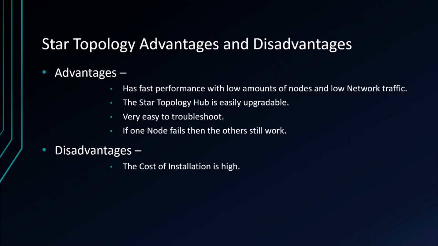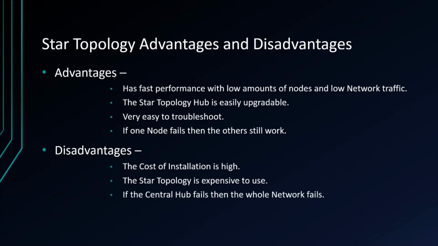First off, the cost of installation is high of a star network. Also, it's an expensive one to maintain and use. If the central hub fails, then the whole network fails. There seems to be a recurring pattern with the topologies that there are a lot of points of failure. So for this one, the central hub would be that. And also the network performance is based on the central hub. So a cheap central hub would probably mean bad performance with the network. So definitely don't want to cheap out on that part.